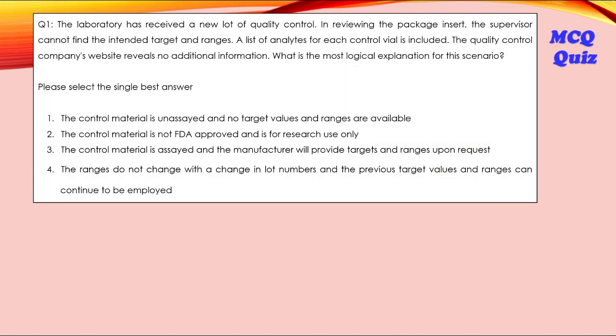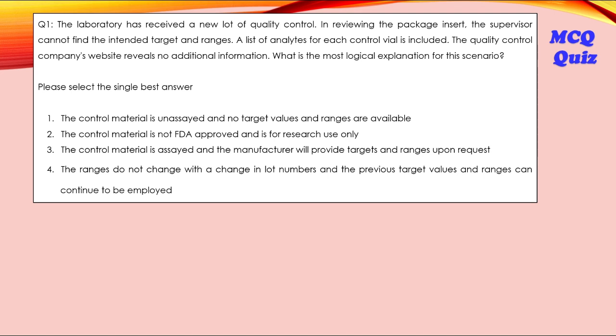MCQ. Question 1. The laboratory has received a new lot of quality control. In reviewing the package insert, the supervisor cannot find the intended target and ranges. A list of analytes for each control vial is included. The quality control company's website reveals no additional information. What is the most logical explanation for this scenario? Please select the single best answer.